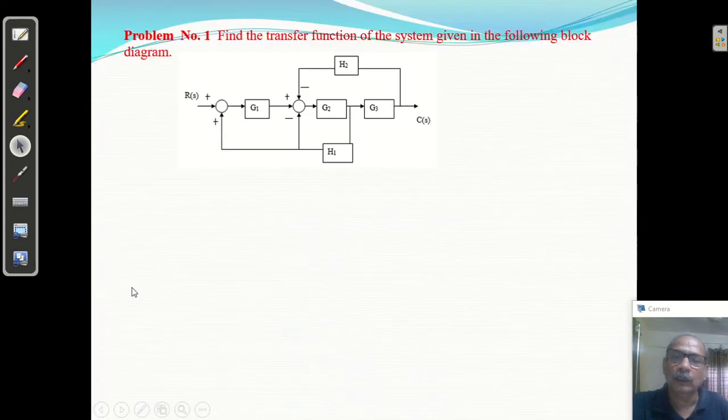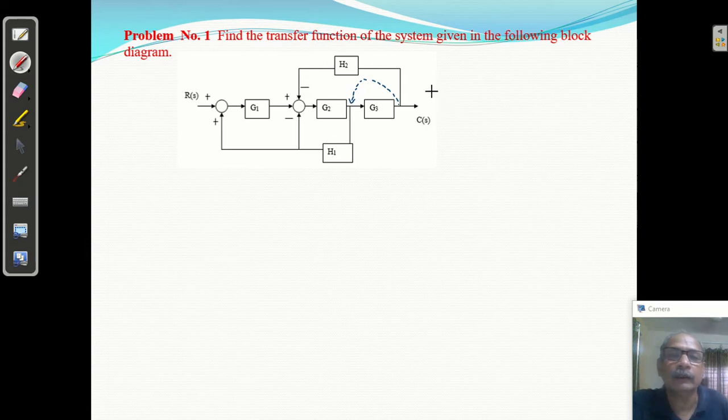Okay. So this is the numerical number 1. Find the transfer function of a system given in the following block diagram. Okay, so what we will do, you can see here, this is the feedback loop for this here. So I am going to shift this takeoff point from here to here. So you are going to shift ahead of the block. If you are going to shift ahead of the block, what we have to do? We have to multiply by the gain of the block. Okay. So just I am going to shift.